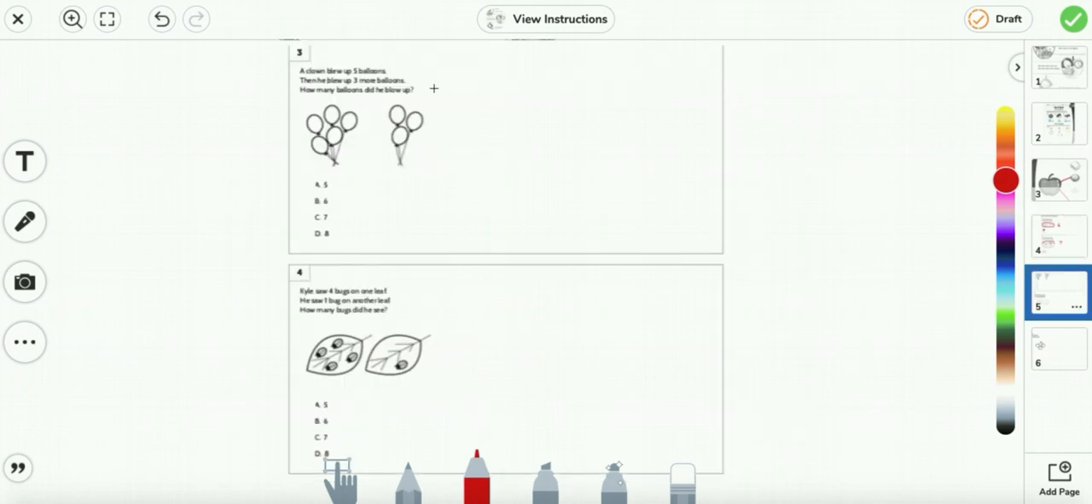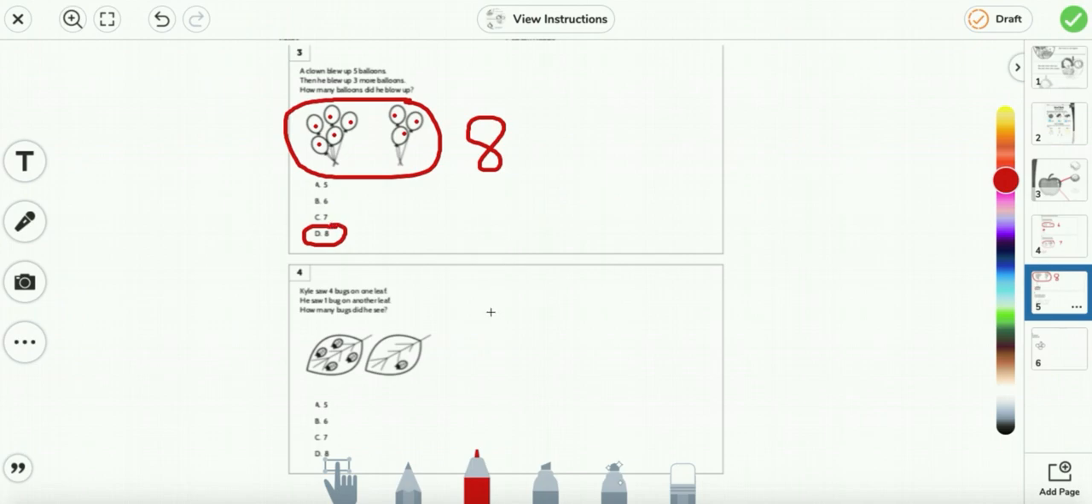A clown blew up 5 balloons. Then he blew up 3 more balloons. How many balloons did he blow up? We're going to join them together and let's count. 1, 2, 3, 4, 5, 6, 7, 8. So the clown blew up 8 balloons in total. 8 in all.